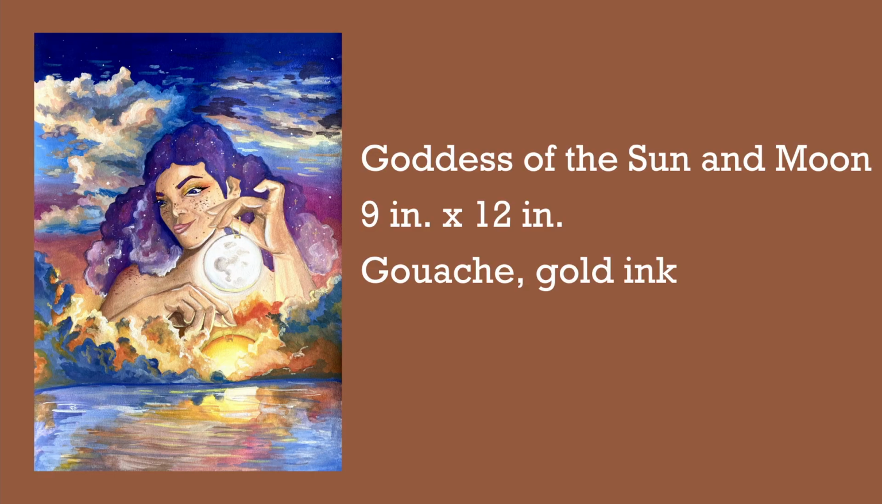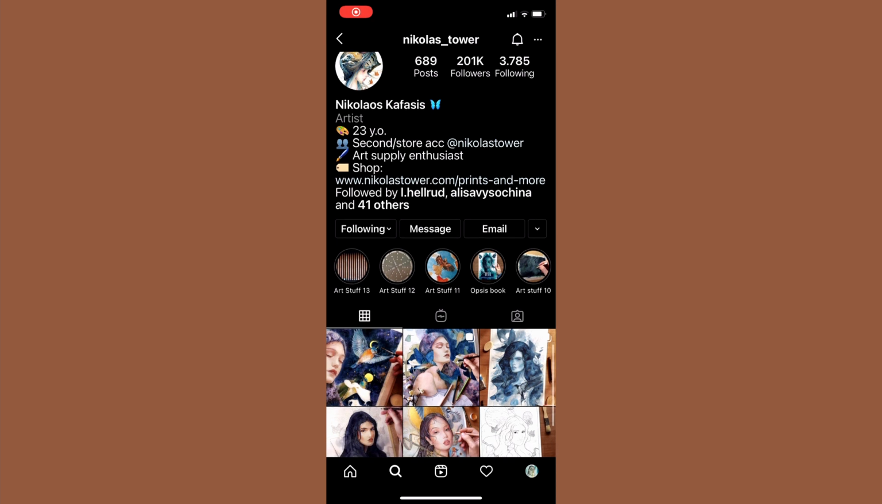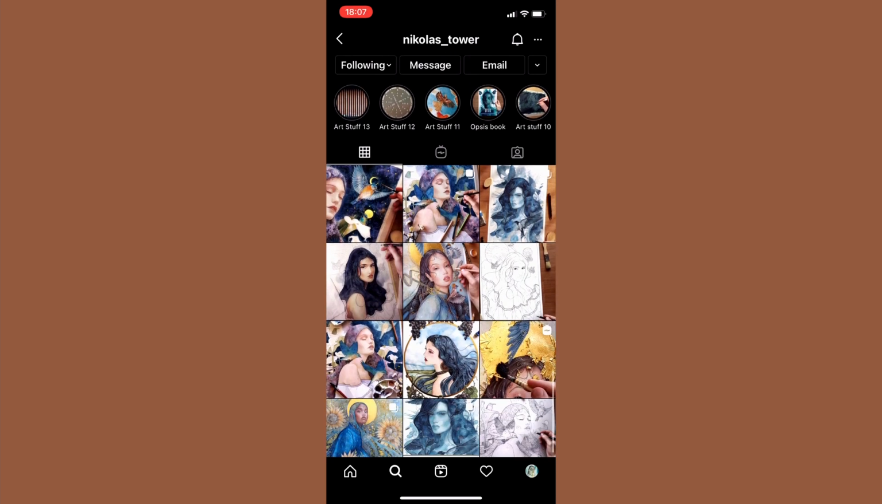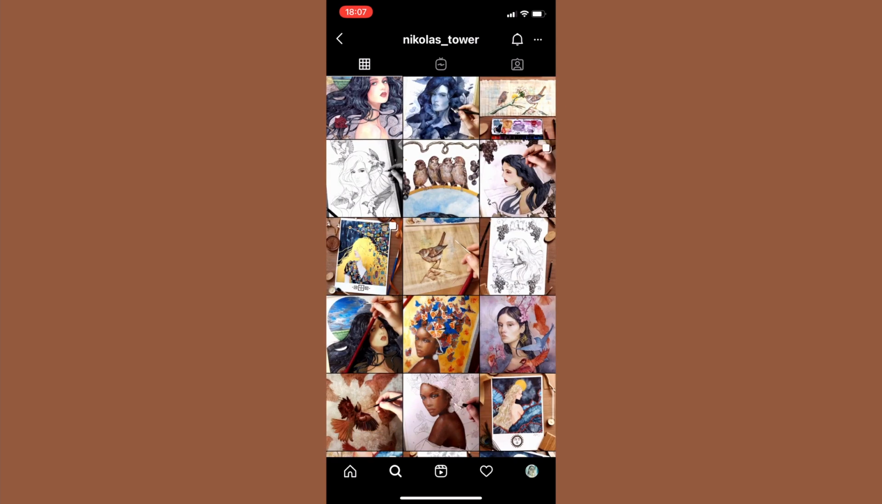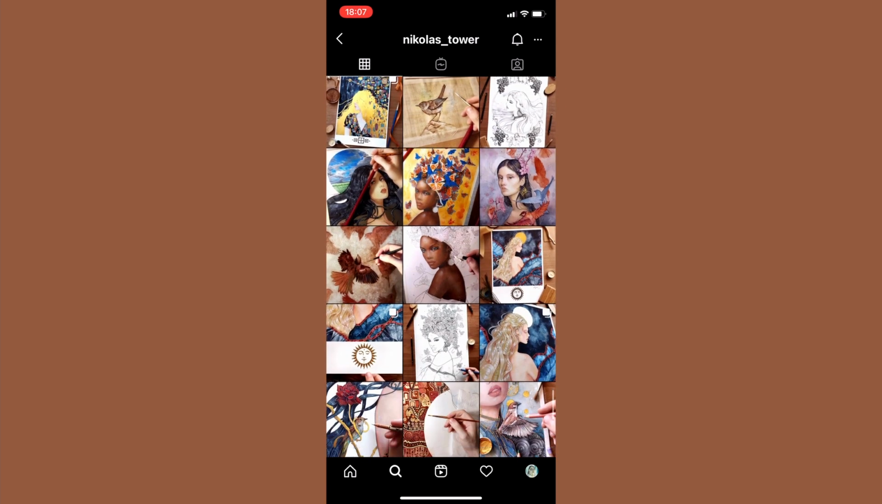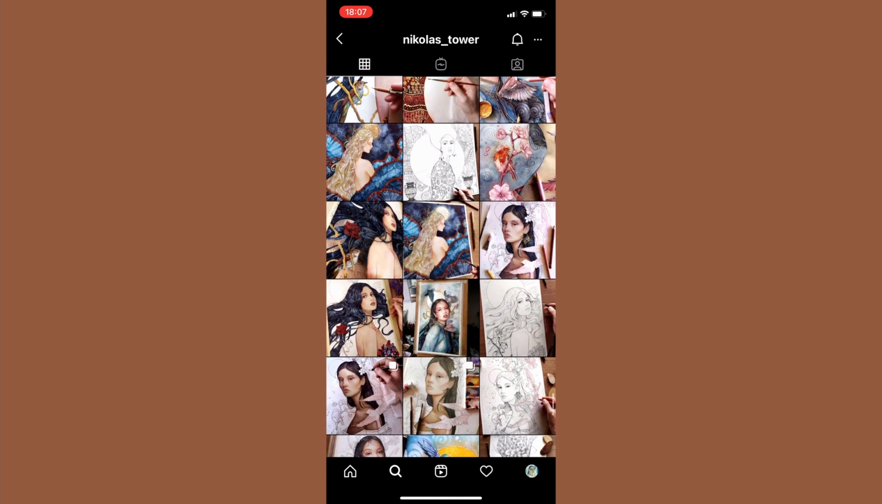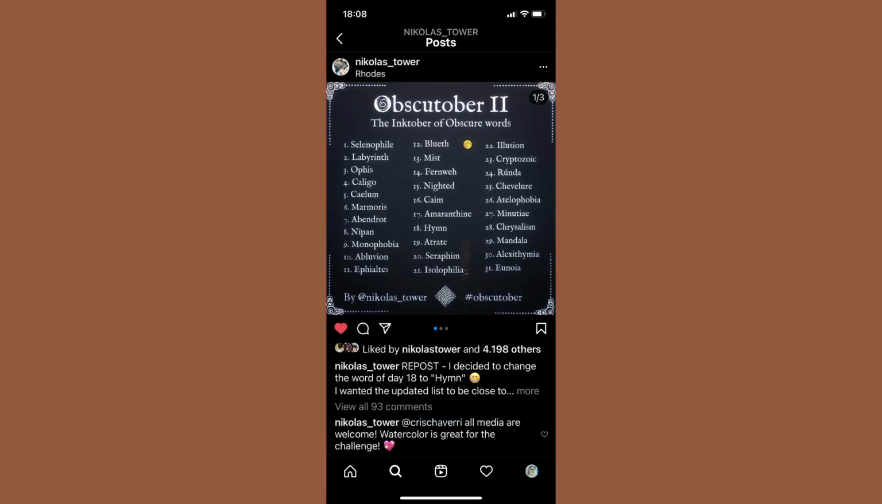This is the first drawing I did for Sustained Investigation. When I first started Sustained Investigation, I was inspired by an artist named Nikolaos Kafasis. Great artist, by the way. I was inspired by the way he incorporates women with nature and how he uses gold in his works. I got the idea to draw this goddess because of his prompt, Obscuratober, which is basically about interpreting obscure words. And the first word in the prompt is selenophile, and this is my interpretation.